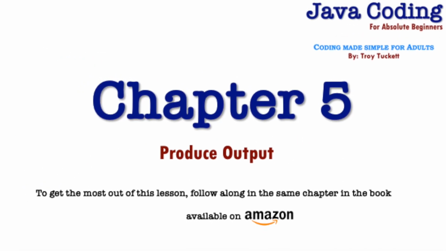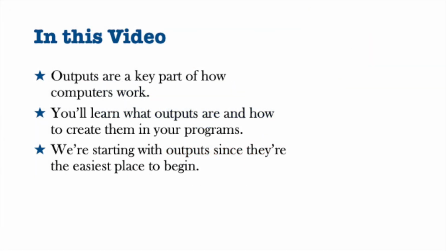Welcome to Chapter 5, where we will be talking about producing output. In this video, we're going to talk about how outputs are a key part of how a computer works. You'll get to learn what outputs are and how to use them in a program. Now, you might be wondering, why are we starting with outputs? Well, let's face it, we're doing it because it's the easiest place to begin.